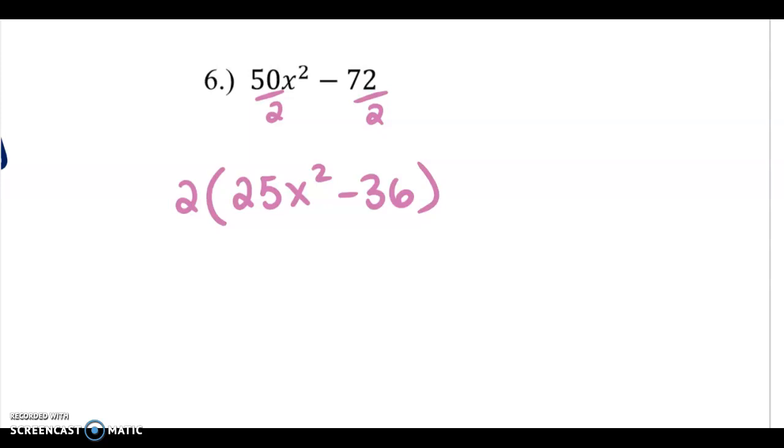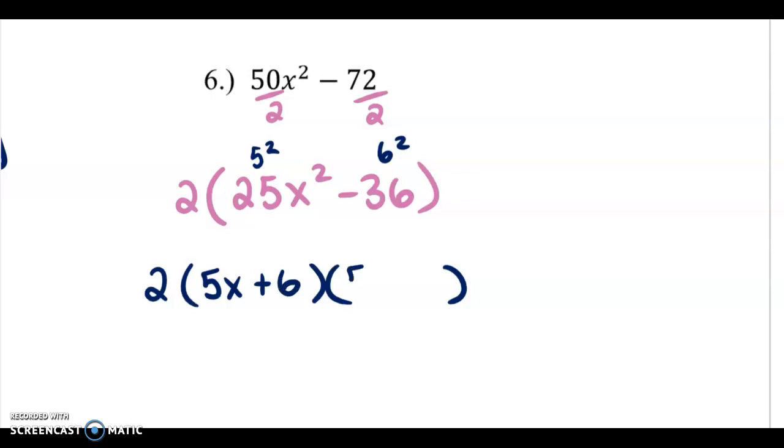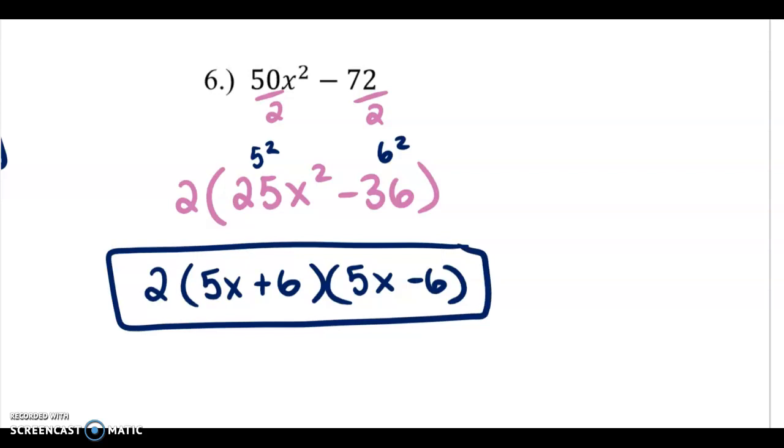Now I have my difference of squares. This is 5 squared, this is 6 squared. You have to leave the 2 out front. Okay, you need to have the 2 out front. But then my parentheses become 5x plus 6, 5x minus 6. Okay, and in lieu of time, I'm not going to show you what that would look like, but you can easily FOIL out the 5x plus 6 and 5x minus 6, and then multiply everything by 2, and you're going to end up getting 50x squared minus 72.